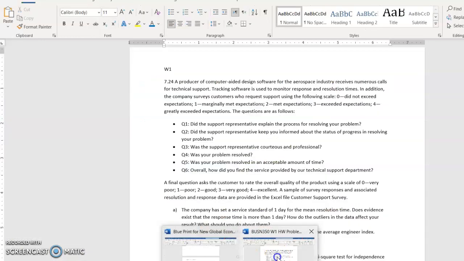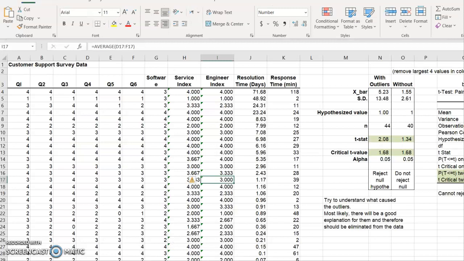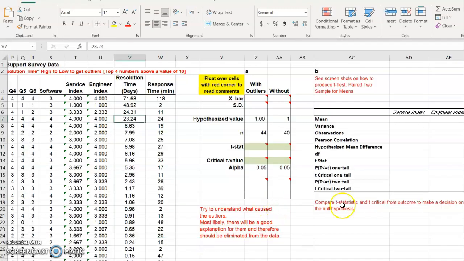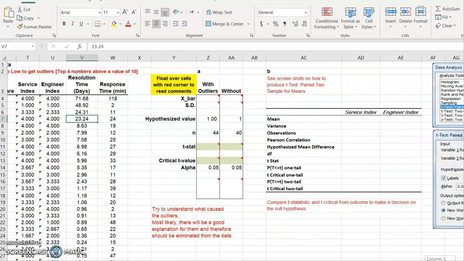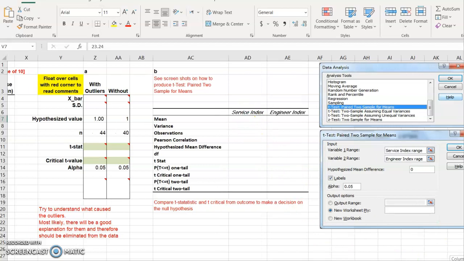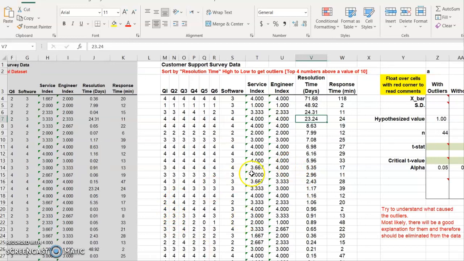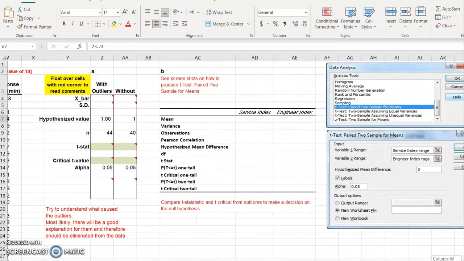Question B is test the hypothesis that the average service index is equal to the average engineer index. This way you will hypothesize that the service index and the engineer index are equal, or they have null difference. And here they are. So we'll take the average of this and the average of that. It's not calculated here, but we can get it in the table.